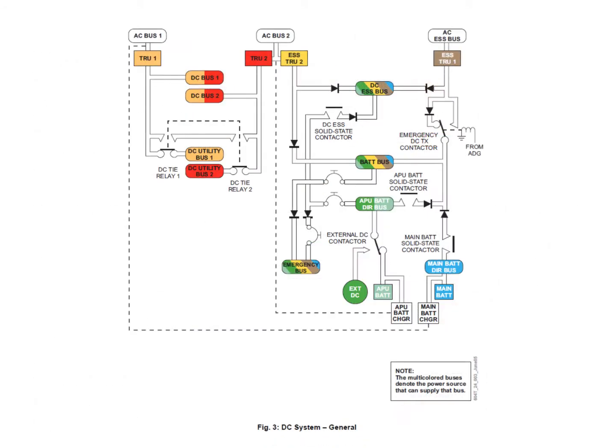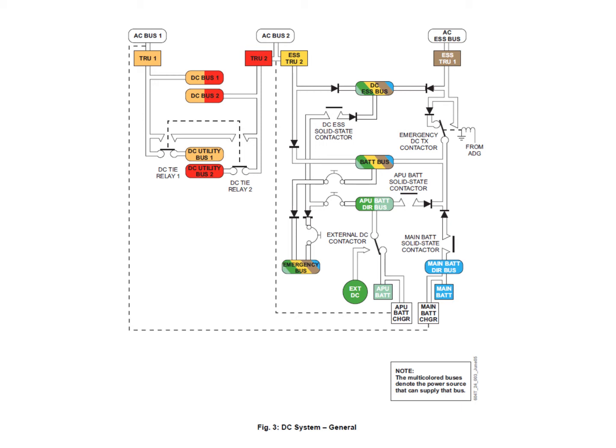So let's take a look at the DC side of things. DC is primarily provided by the four TRUs, TRU1, TRU2, and the two essential TRUs. If we just focus in on TRU1 and 2 for now, you can see that their output comes down. If we take TRU1 as an example, it feeds DC bus 1, and also feeds DC utility bus number 1. And TRU2 does DC bus 2 and utility bus 2.